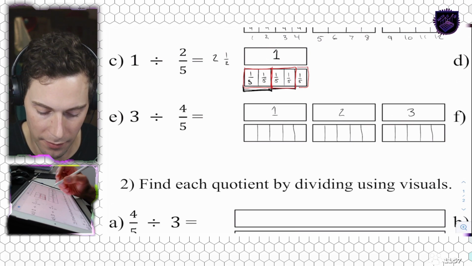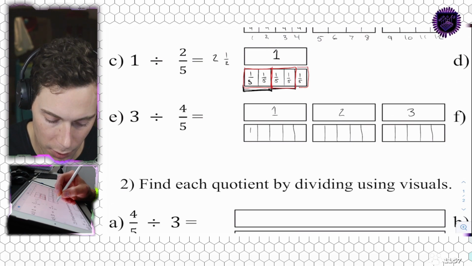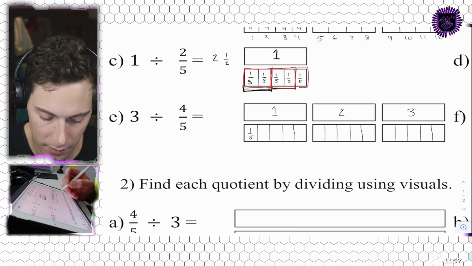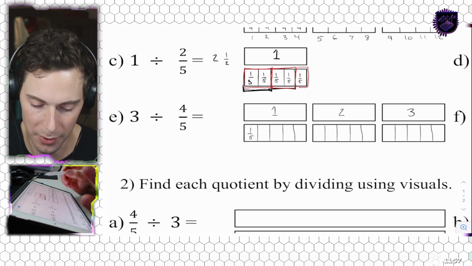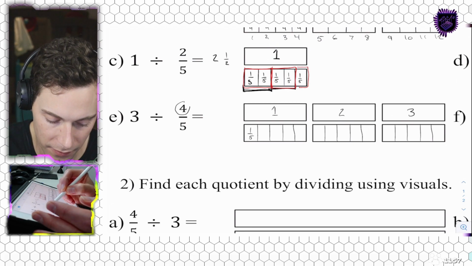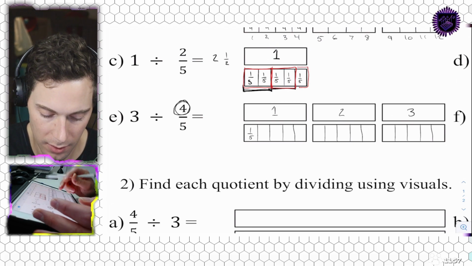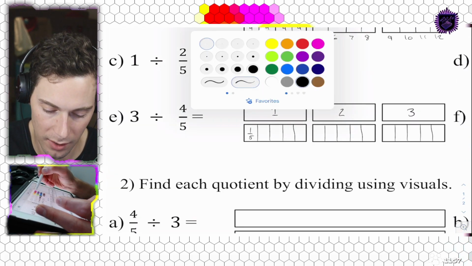Okay, so 1/5. Well, we know these are 5ths. I'm just going to do 1/5. These are all 1/5. And remember, I want to make groups of 4 because I want to make groups of 4/5. Groups of 4/5. That's what that is telling us there.